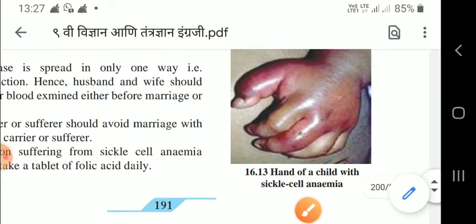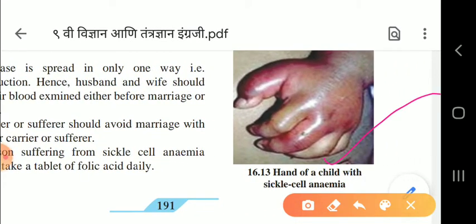Now, here one picture is shown. You can see hand of a child with sickle cell anemia. So, this way it occurs.